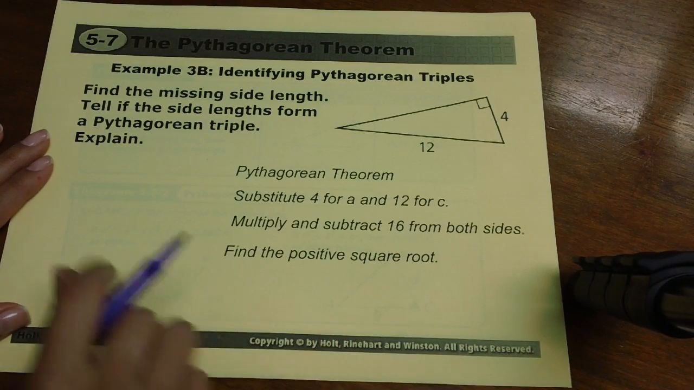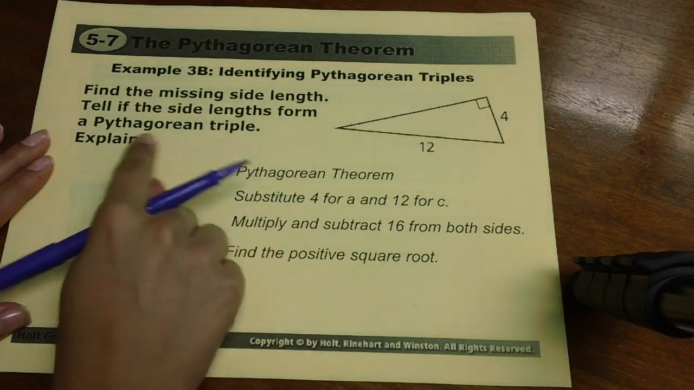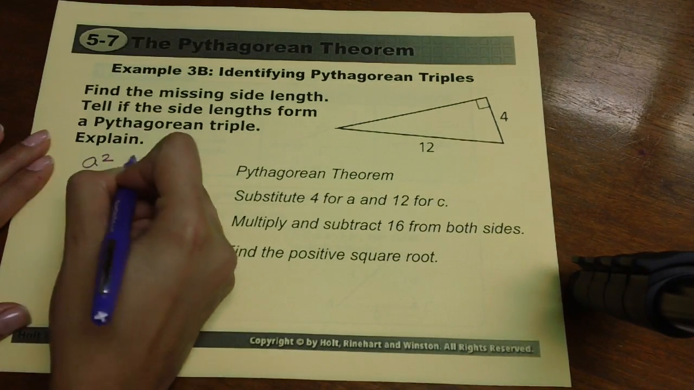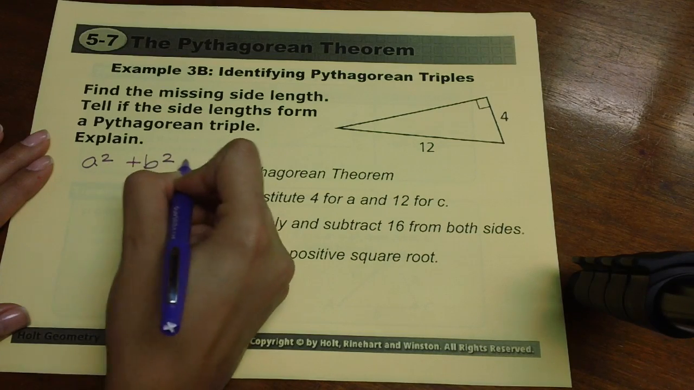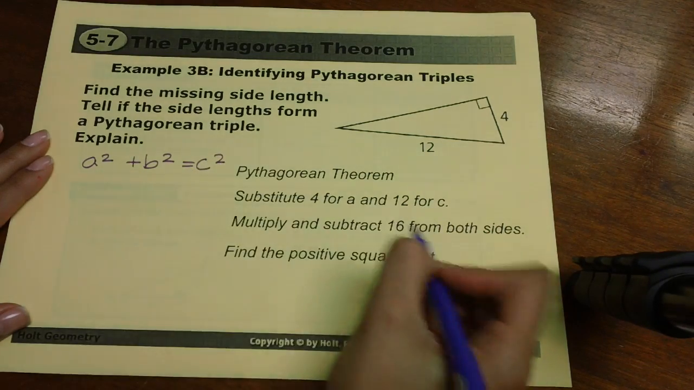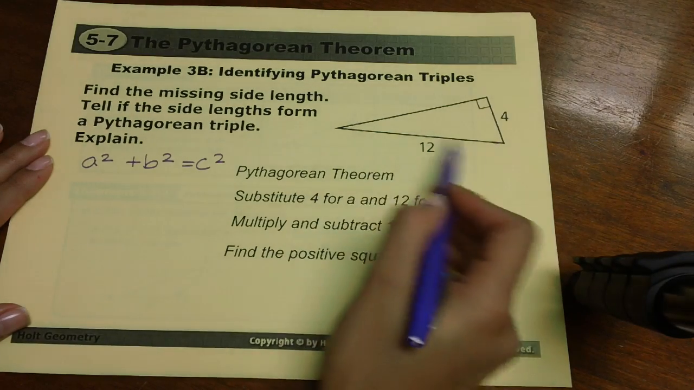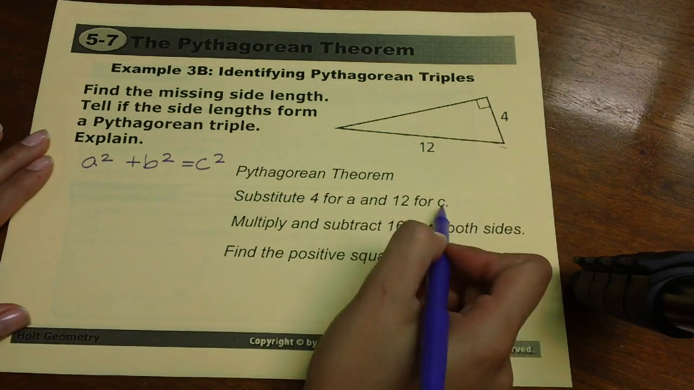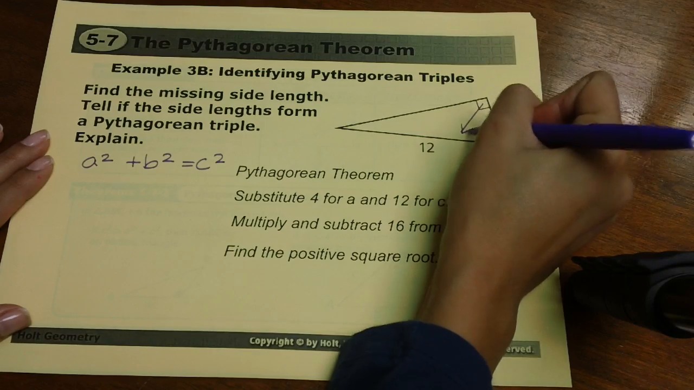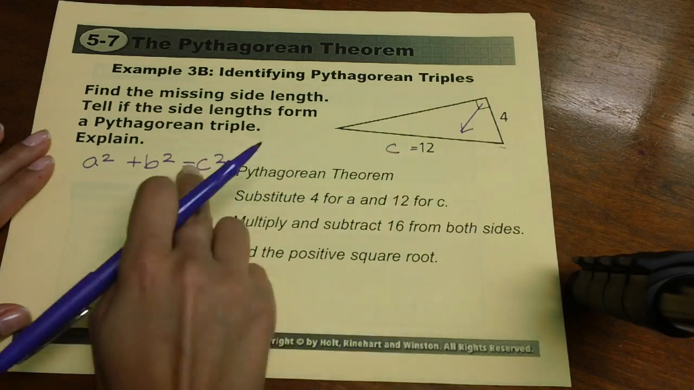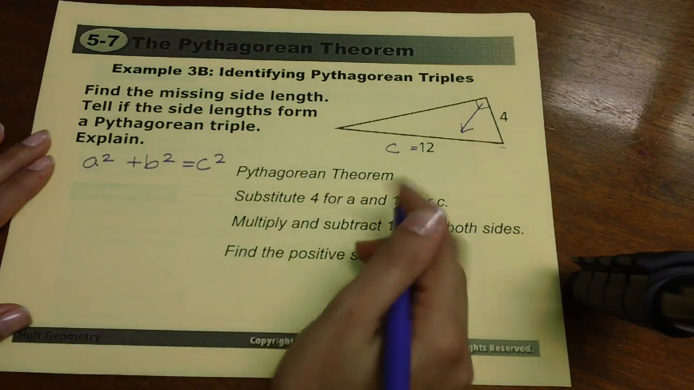Next example, we need to find the missing side length and tell if it's a Pythagorean triple again. So Pythagorean theorem, a squared plus b squared equals c squared. We're substituting 4 for a and 12 for c. The reason why 12 is going to get substituted for c and not b this time is because it's opposite the 90-degree angle, which means this is the hypotenuse, and your hypotenuse is always your c value.